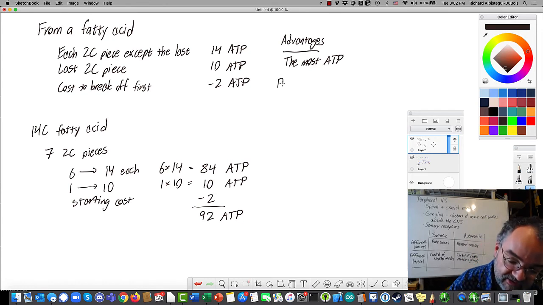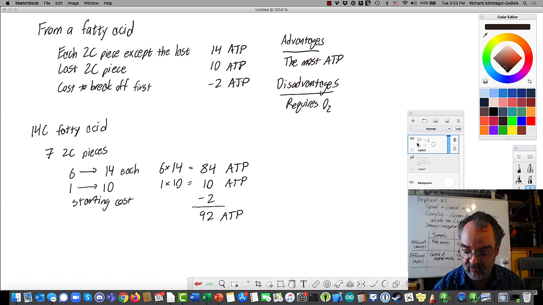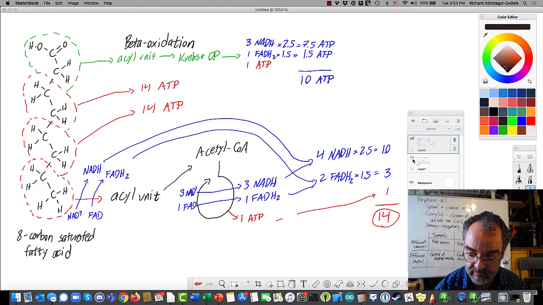On the other hand, it has some disadvantages. It requires oxygen. You might ask, why does it require oxygen? Well, just for a moment, notice we're doing this Krebs cycle here. The Krebs cycle takes place in the mitochondria, and it produces NADH and FADH2, and to use those, you have to run them through the electron transport chain, which requires oxygen. This is using the same machinery that we used for glucose metabolism.